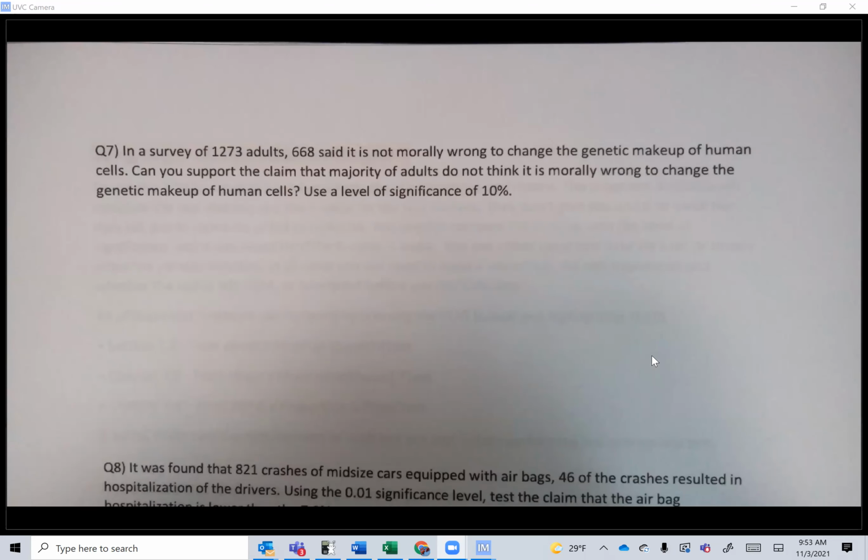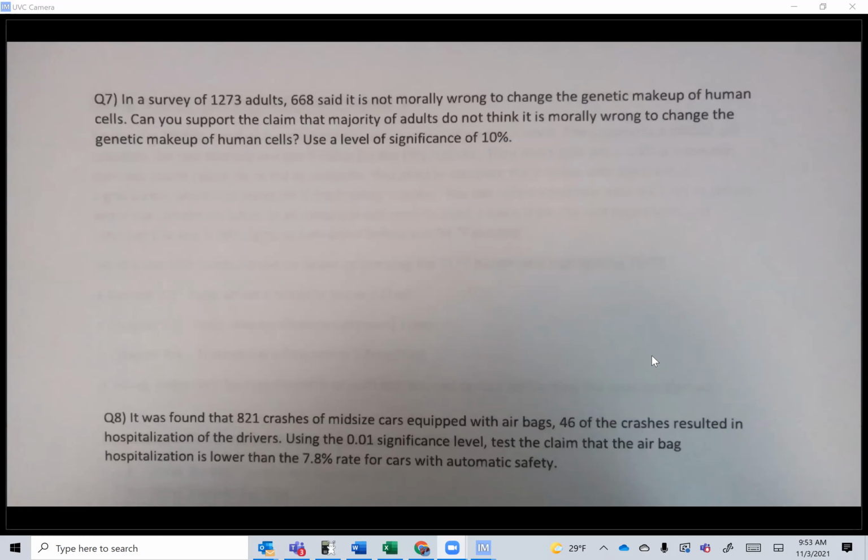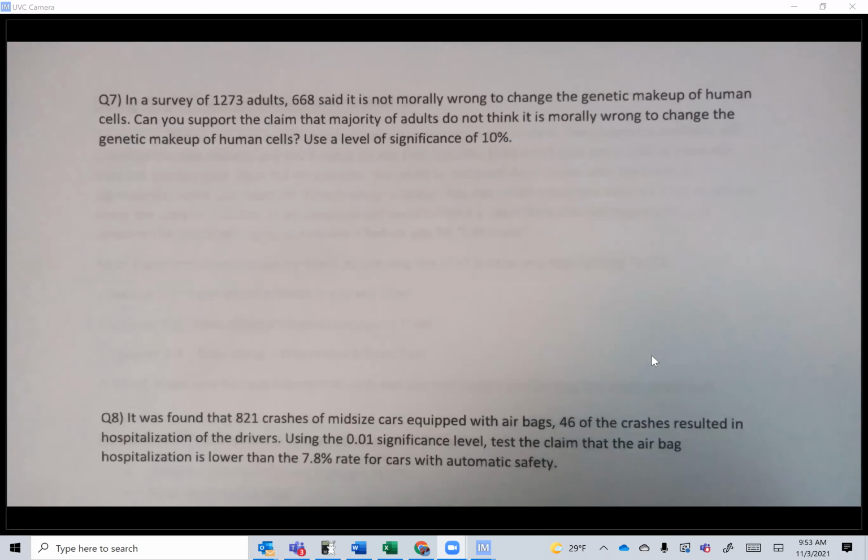Number 7. All right. In a survey of 1,273 adults, 668 said it's not morally wrong to change the genetic makeup of human cells. Can you support the claim that the majority of adults do not think it's morally wrong to change the genetic makeup of human cells? Use a level of significance of 10%.